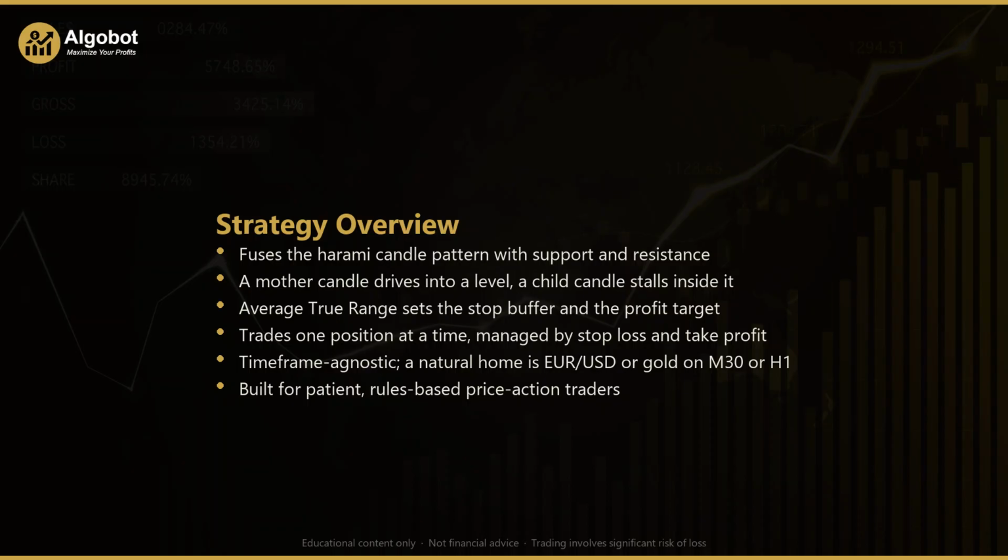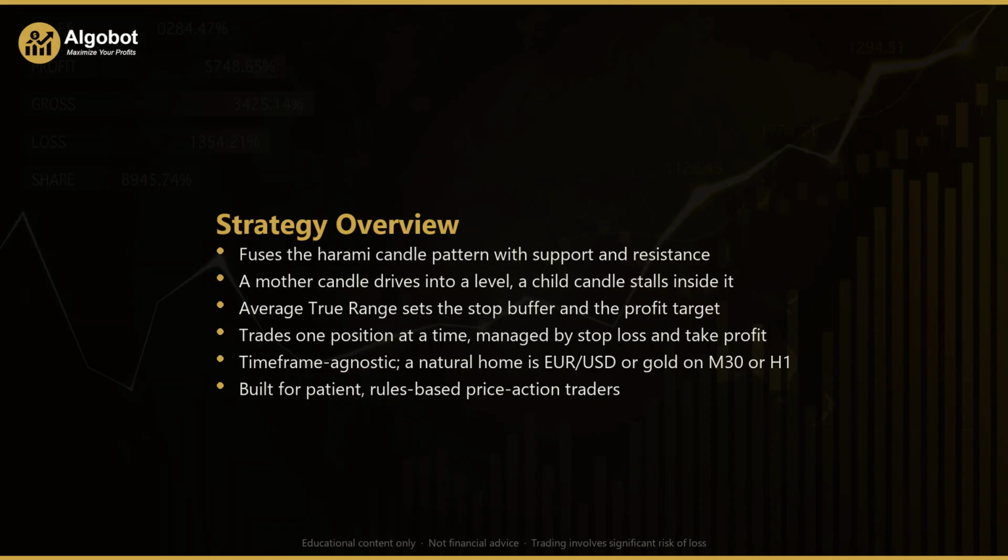On its own, a Harami is a classic sign that momentum has stalled. But this strategy adds an important filter. It only acts on a Harami that forms right at a meaningful level. The mother candle must drive into a recent range boundary, the highest high or the lowest low of the prior look-back window, before the stall appears.